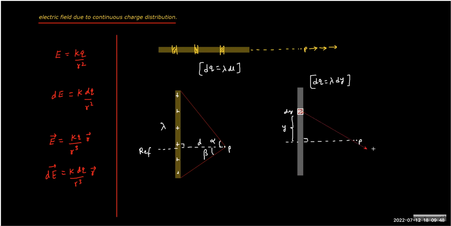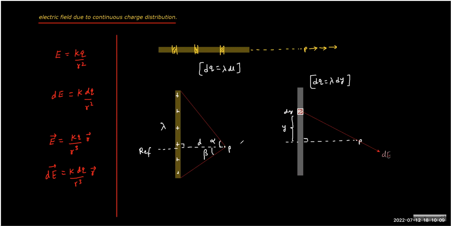So the electric field at the point P from the contribution of this charge will be like this, and it will have one unique direction. As you can see, this is the direction of the field. So the contribution of this element is dE, in this direction.